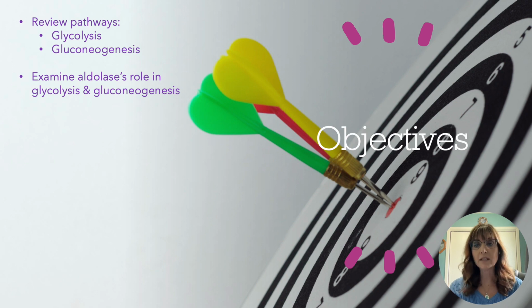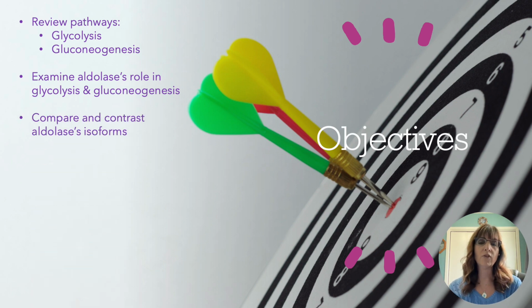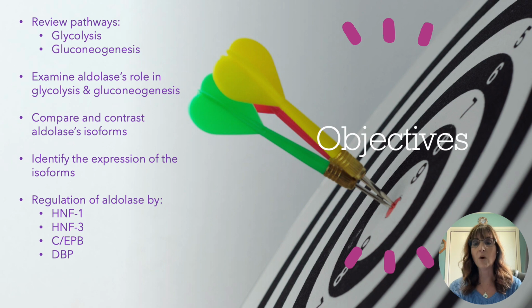We're going to look at Aldolase's role in glycolysis and gluconeogenesis. By the way, Aldolase goes by several different names. We're going to compare and contrast those different isoforms. Where are they? What do they do? We're going to look at how they're expressed, and lastly, how it is regulated, specifically by several different transcription factors listed on that slide.